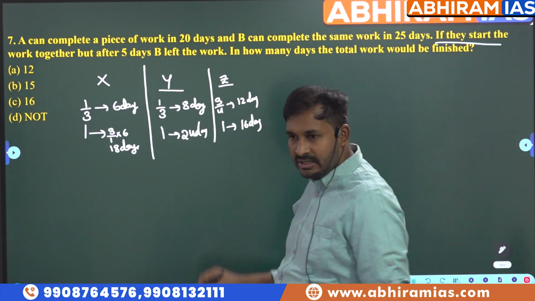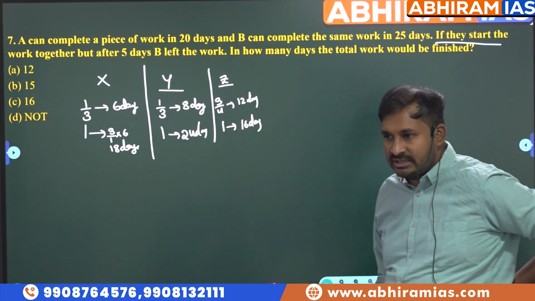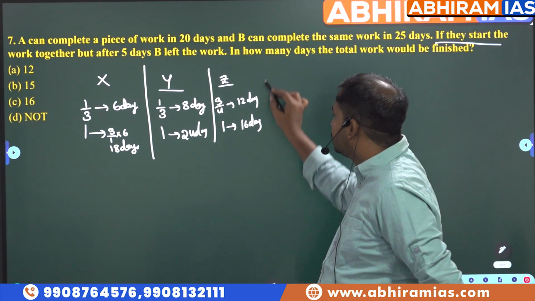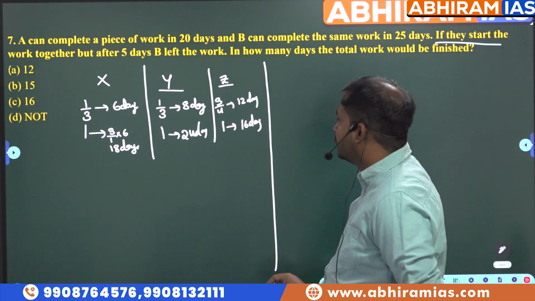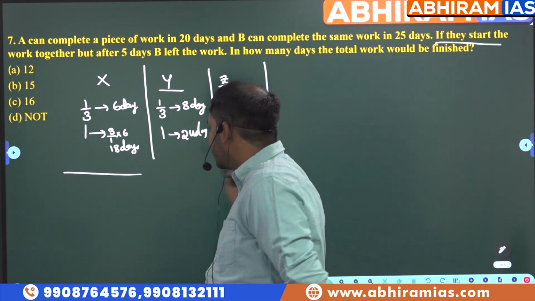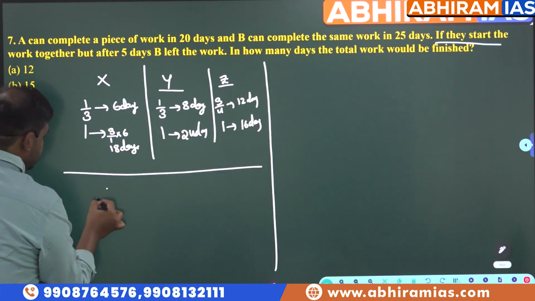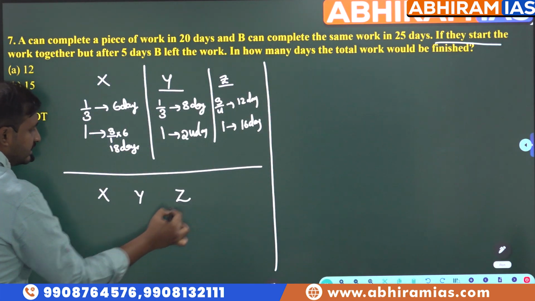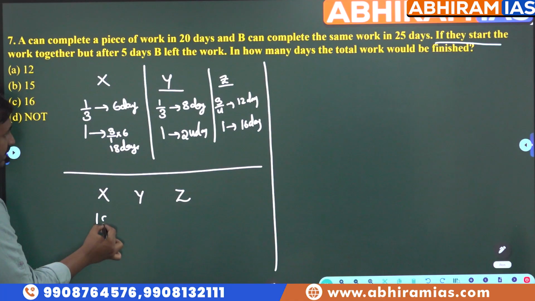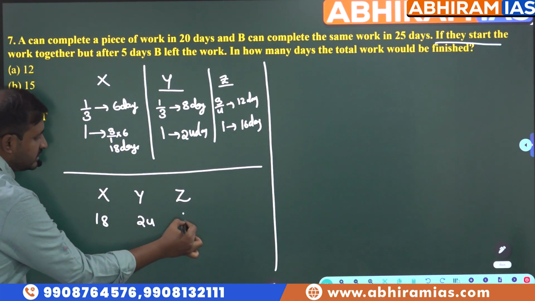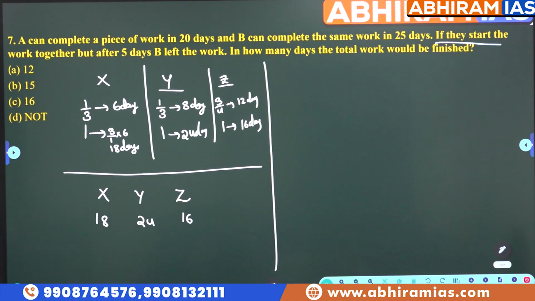I hope everyone has done up to here. Now here, you will try to find the total work and efficiencies of X, Y and Z. The times taken by them are 18, 24 and 16. What is the LCM of these three?